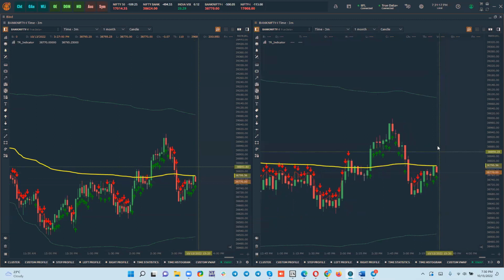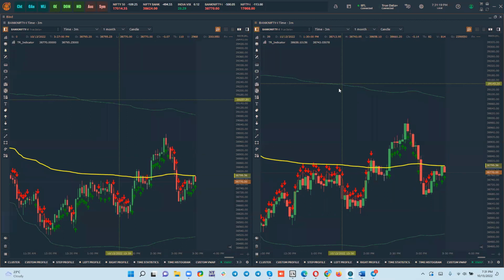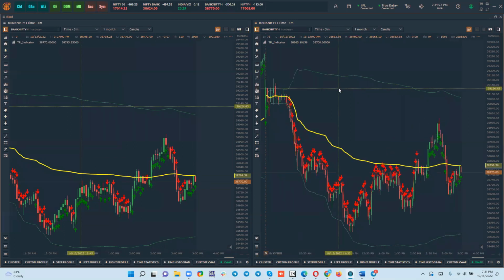But don't go for out of the money strikes, unless you are trading a monthly contract, where probably you can take a slightly out of the money contract. But if you're trading weekly options, then I would avoid trading anything out of the money. You have to take only in the money or at the money.